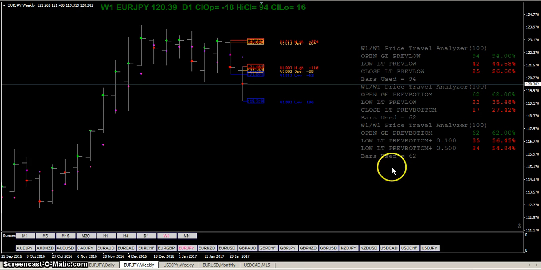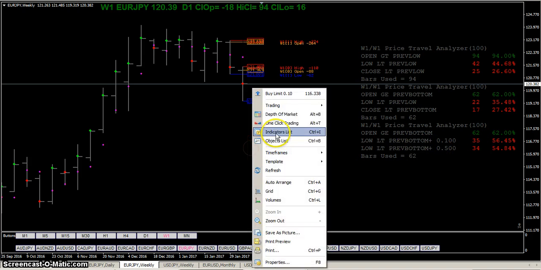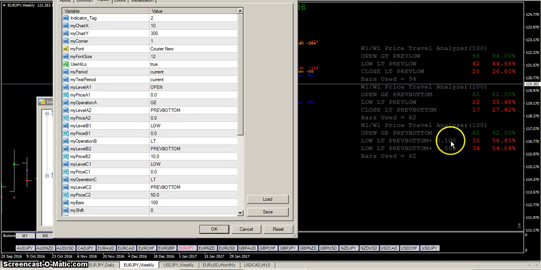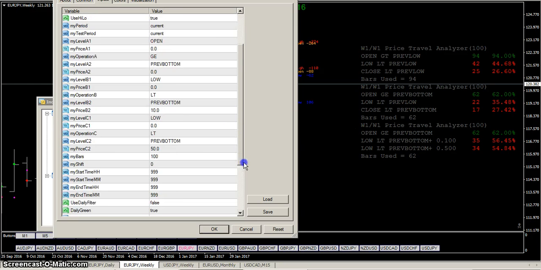Now, I've also given the indicator the ability to use a pip offset. So you can see here, open was greater than or equal to the bottom 62 times. Low was less than the previous bottom plus 10, 35 times, plus 50, 34 times. But see, really, that's not what we want. What we really want to look at is, because see, that's bottom plus 50.